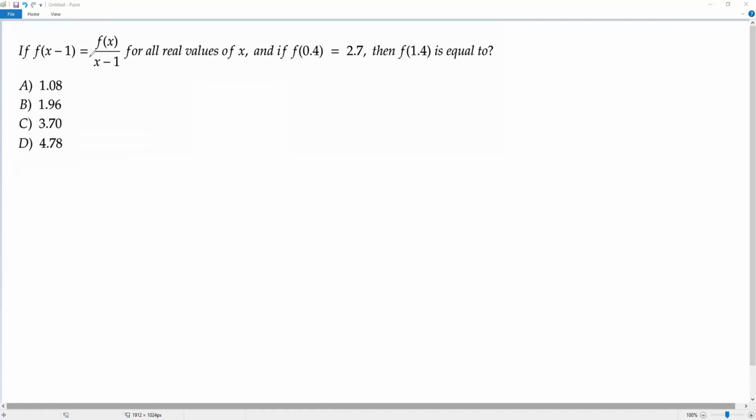If f(x − 1) = f(x)/(x − 1) for all real values of x, and if f(0.4) = 2.7, then f(1.4) is equal to? Okay, using the given information, we have to get the value of f(1.4).